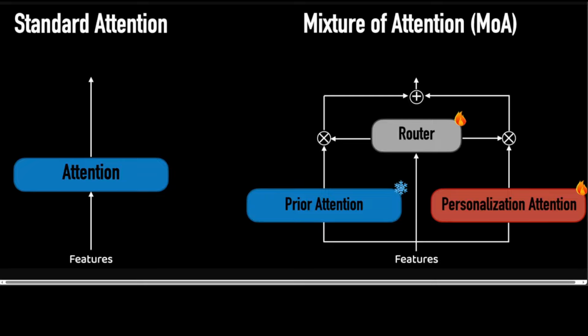So if you look at this diagram, unlike the standard attention mechanism, which is on the left, mixture of attention or MOA is a dual attention pathway that contains a trainable personalized attention branch and a non-personalized fixed attention branch that is copied from the original model or prior attention. In addition, a routing mechanism manages the distribution of pixels in each layer across these branches to optimize a blend of personalized and generic content creation. How good is that? Okay.